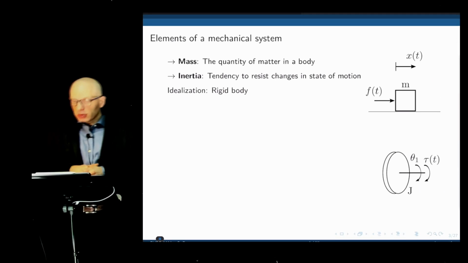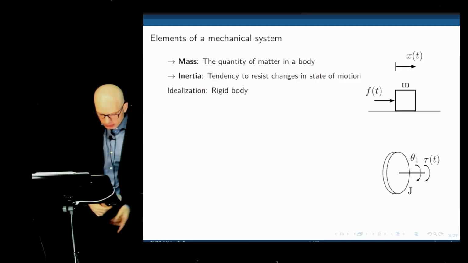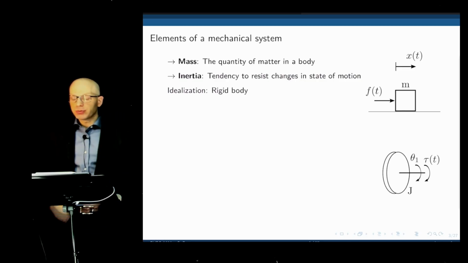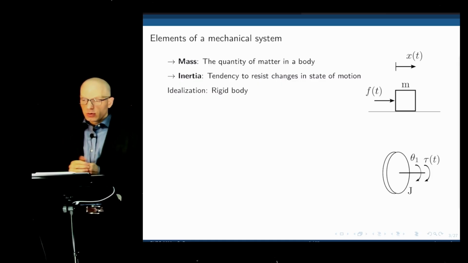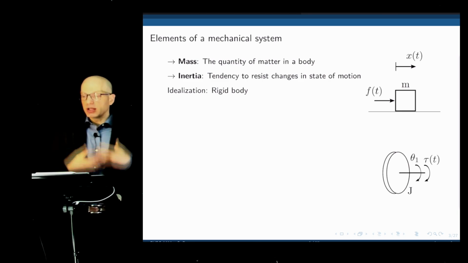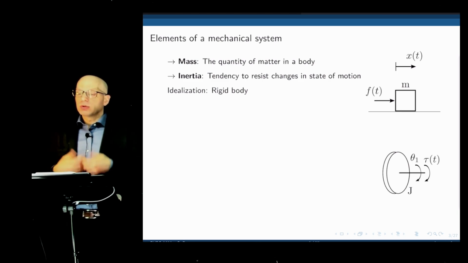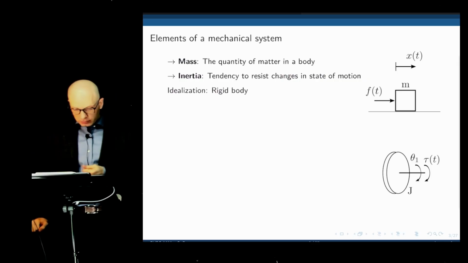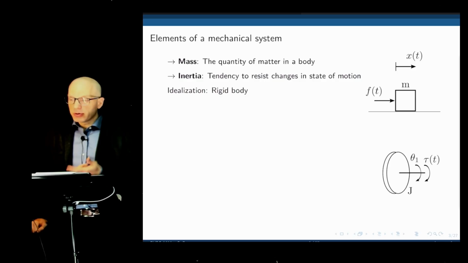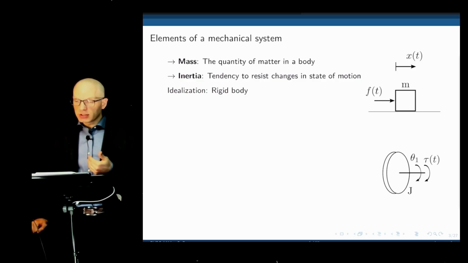In order to model a mechanical system, we need some building blocks. We need some basic elements that will represent different components in the mechanical system. We're going to use what we call a lumped model, meaning that we have discrete elements that will model a continuous system. These elements are a mass, a damper, and a spring. We're going to make some idealizations for each of these components, and here is the first one.